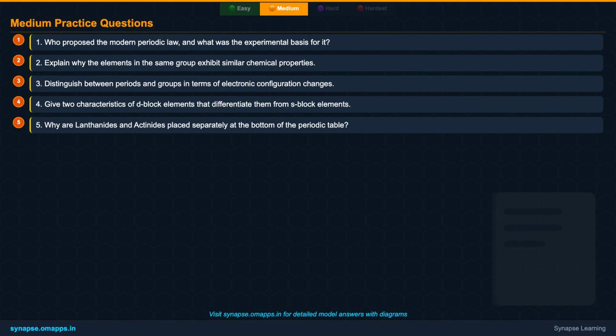Who proposed the modern periodic law and its basis? Why do elements in the same group have similar properties? How do periods and groups differ in electron configuration changes? What are 2 distinguishing characteristics of D-block elements? And finally, why are lanthanides and actinides placed separately? Pause the video, think critically, and then continue.